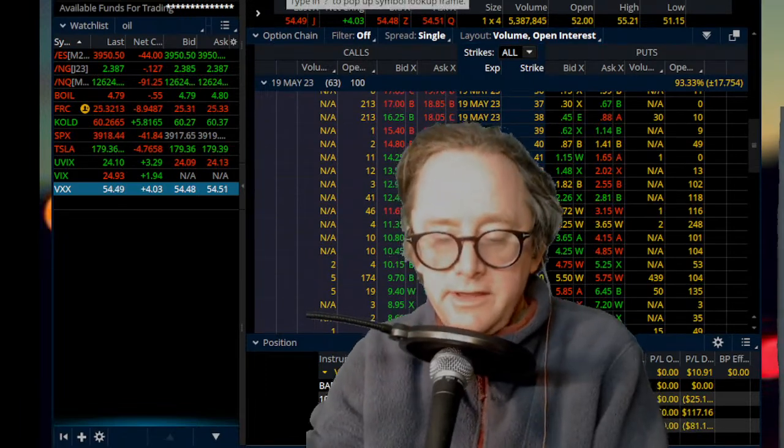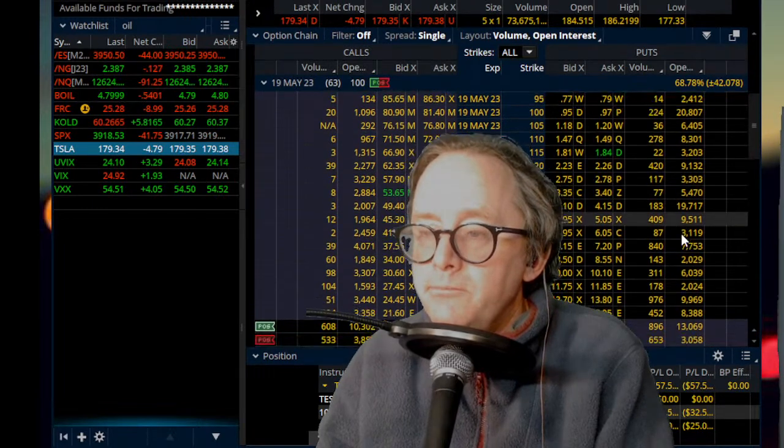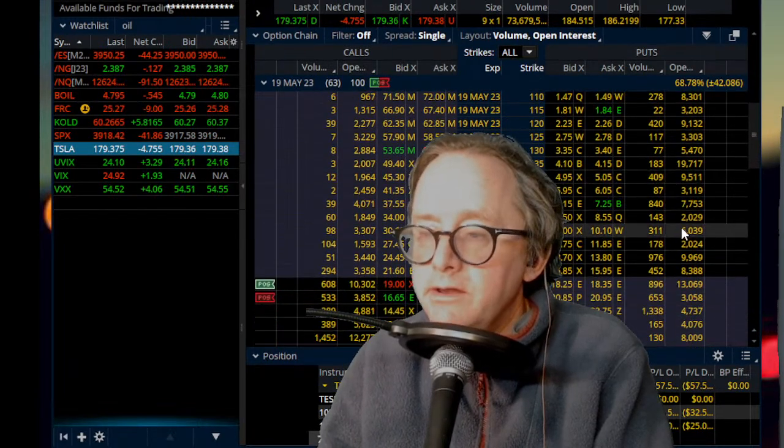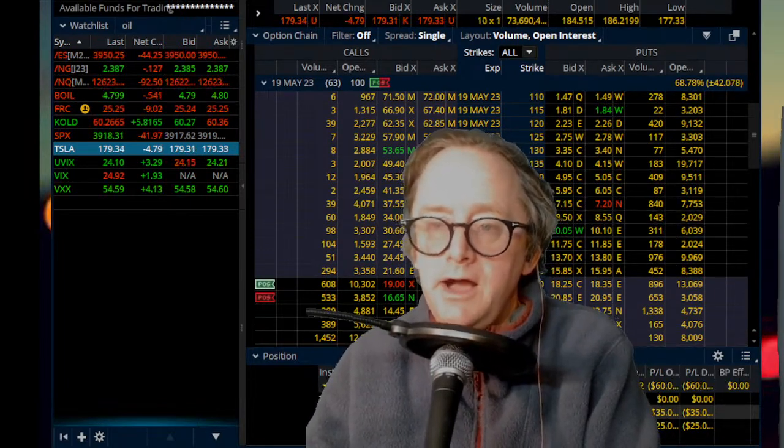Look at Tesla. Okay, Tesla. Let's go to Tesla May. Now May is a few months out, I get it, but look at these open interests in Tesla May: 7,000, 19,000, 5,000, 9,000. There's just a lot more liquidity.